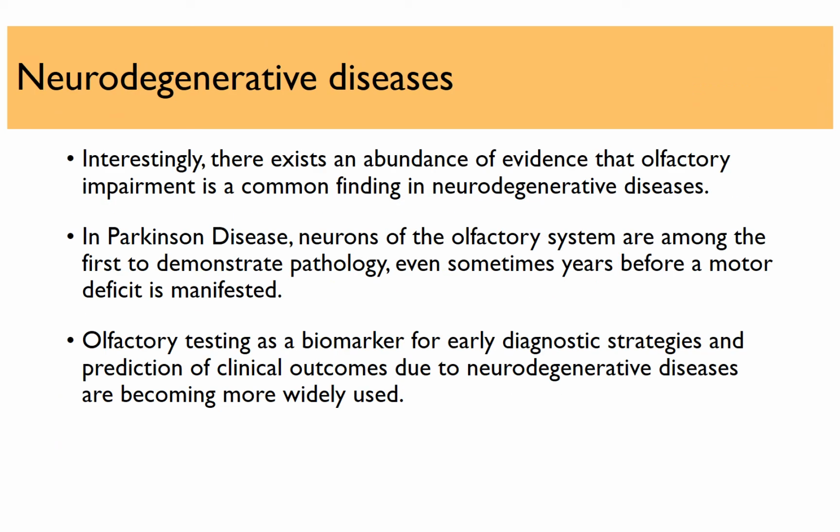And finally, when it comes to neurodegenerative diseases, tracking olfactory senses is actually becoming more and more important. There exists an abundance of evidence in the literature that impairment in olfactory senses is a common early finding of various neurodegenerative diseases. In fact, in Parkinson's disease, for instance, neurons of the olfactory system are among the first to demonstrate pathology, even years sometimes before motor deficits are manifested.